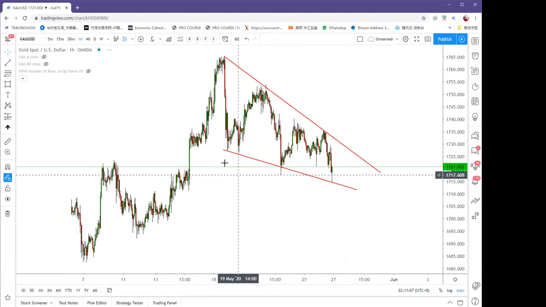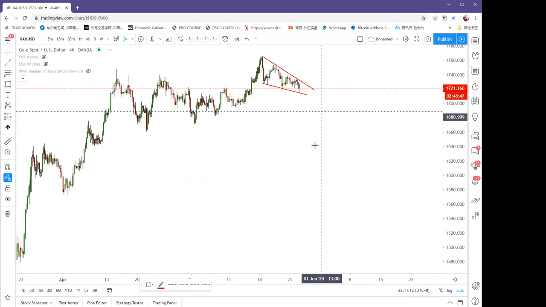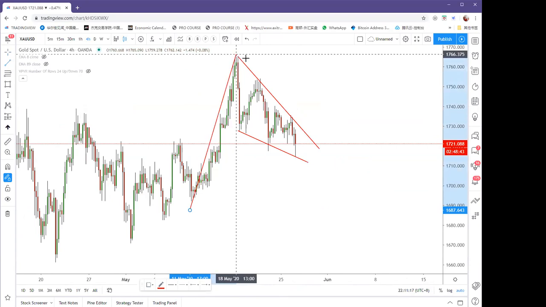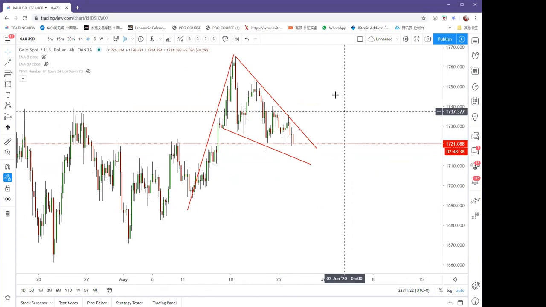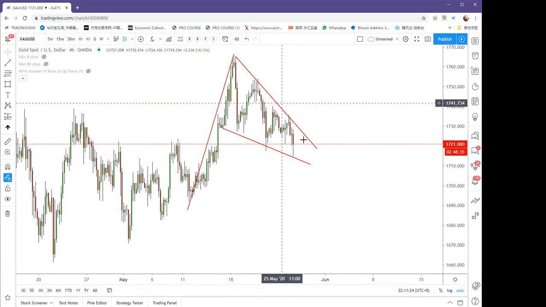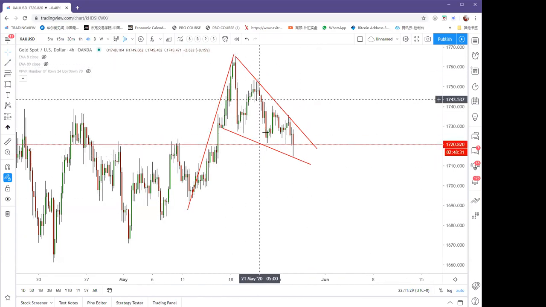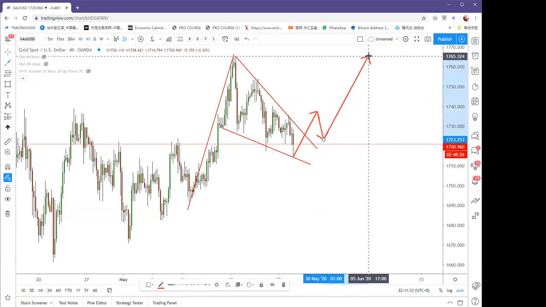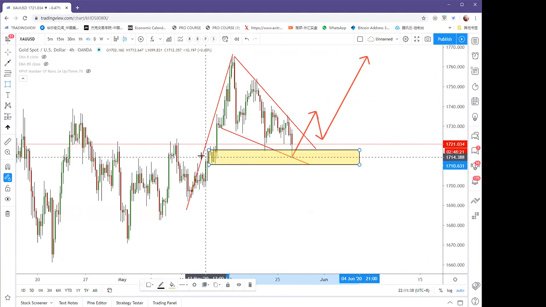So what does this look like to you? What do you think this pattern is? Let me show you in the 4-hour chart. This is a pattern that we are so familiar with. It's actually a flag, right? This is the flagpole, and this is the flag. You can wait for the flag to break up, retest, and go up. You can also directly buy with this beautiful structure here about 1720.